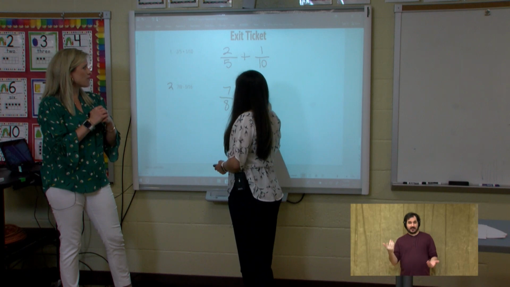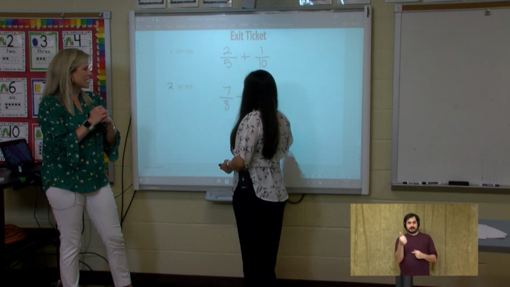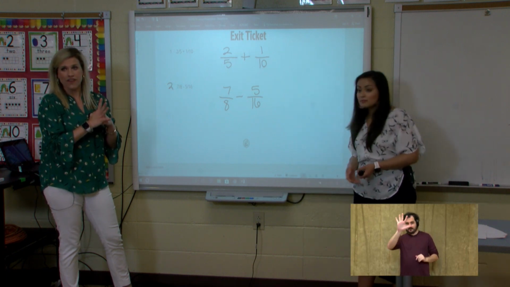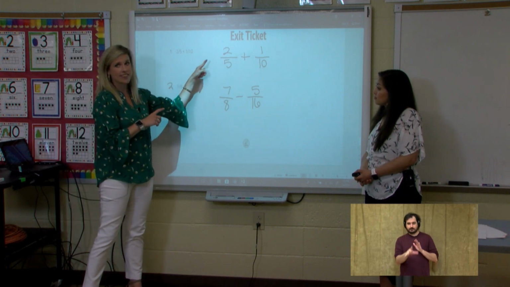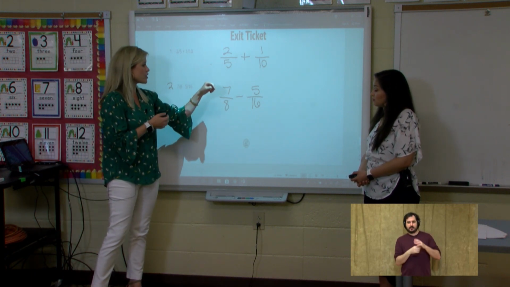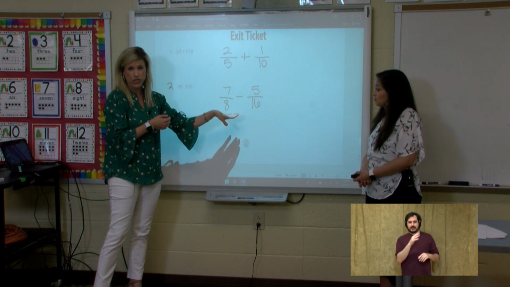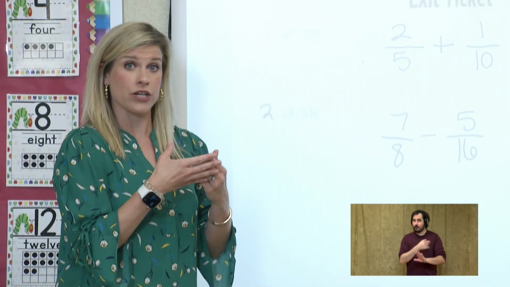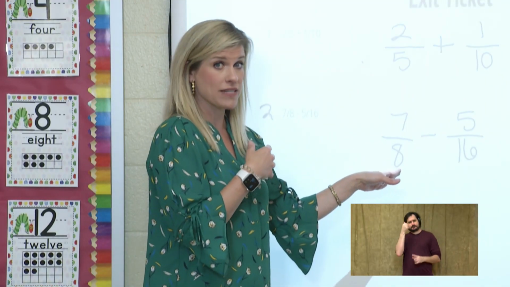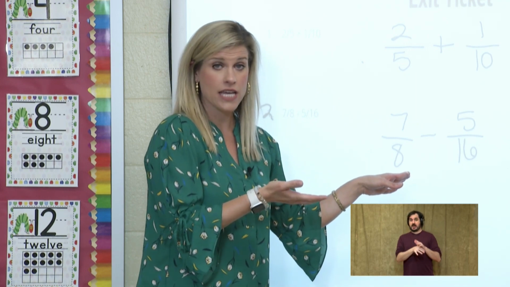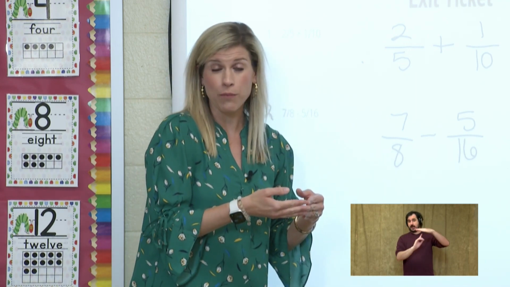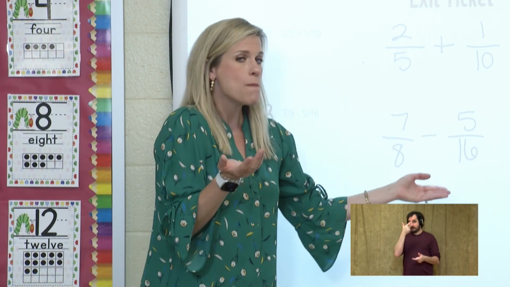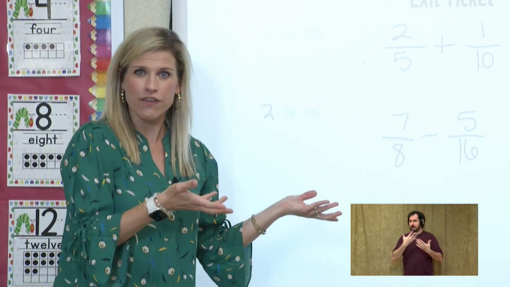So she has 2/5 plus 1/10, and then she has 7/8 minus 5/16. So you're finding the sum of these two fractions and you're finding the difference of these two. Before you work this out, I want you to stop and think to yourself, what would be easier for me? Finding the common denominator like we showed you today, maybe drawing it out on a number line, or maybe because these numbers are compatible, you are able just to look at it and figure that out.